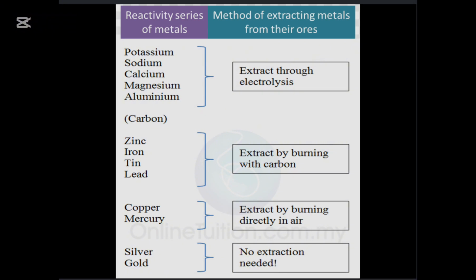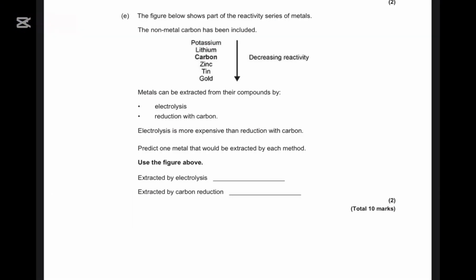Now, let's answer some GCSE questions. The first question on our list is this. It says the figure below shows parts of the reactivity series of metals. The non-metal carbon has been included, like I said earlier in our discussion in the class. You have potassium, lithium, carbon, zinc, tin, and gold. You can see the arrow pointing downwards, showing decreasing reactivity.